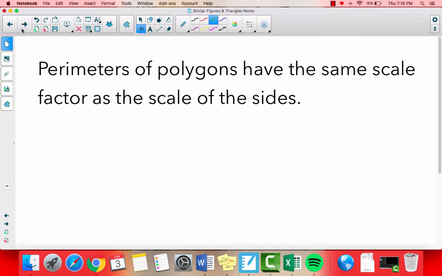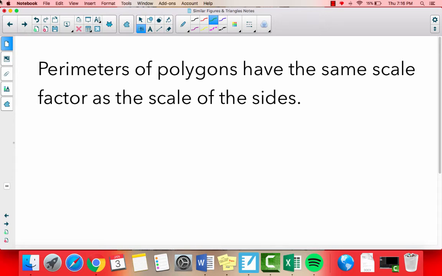But it is important to know that the perimeters of polygons will have the same scale factor as the scale of the sides. So if the scale of your sides is 3 over 2, then if you find the perimeter of each shape and write those as a scale factor, it's also going to reduce down to 3 over 2. So the perimeter scale factor is the same as the shape's scale factor. Good thing to know, and that can be very useful if you're having to find perimeter or a single side of a shape.